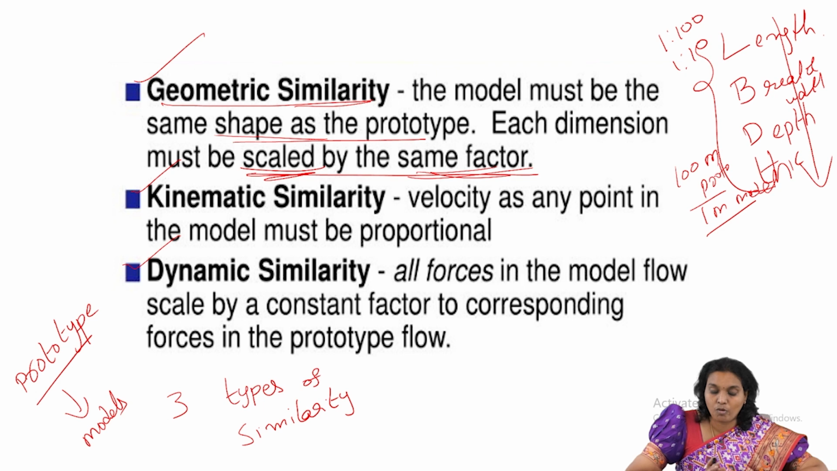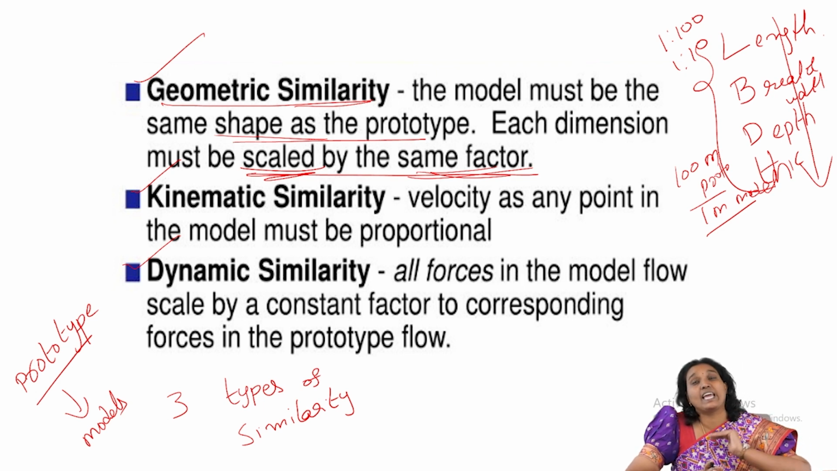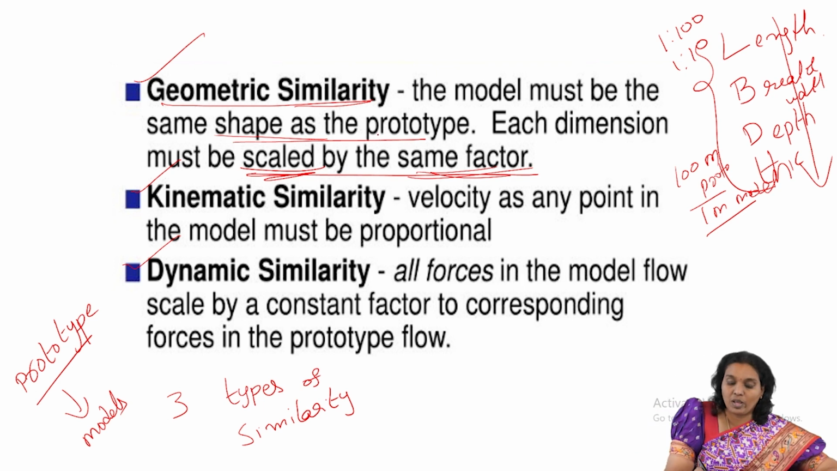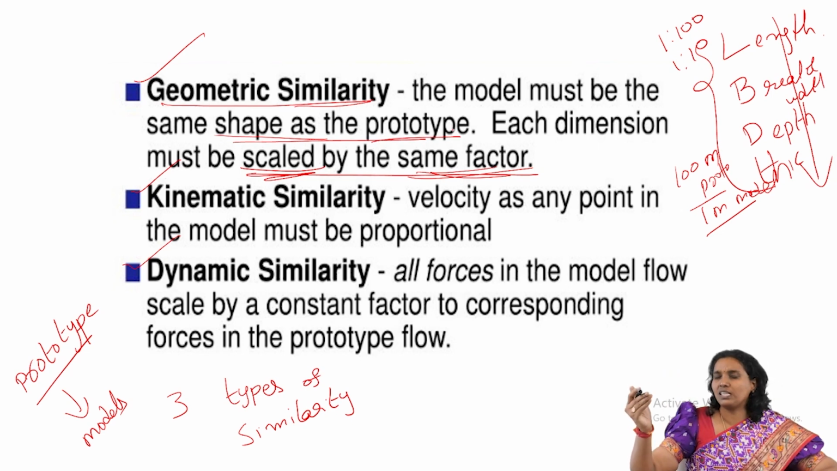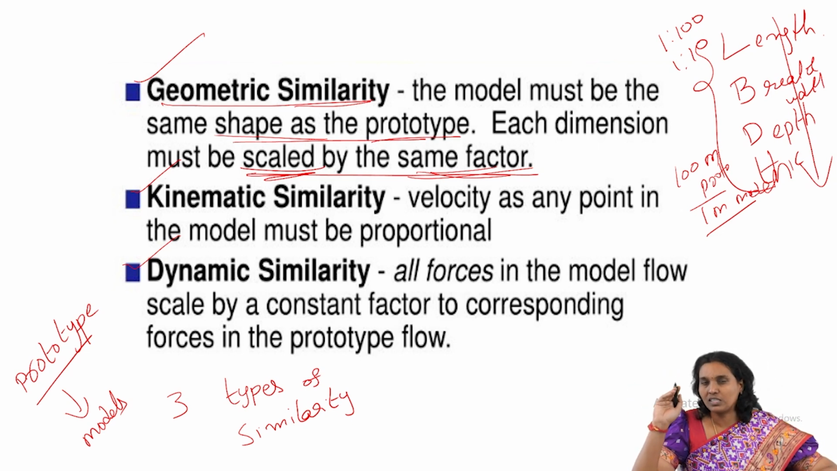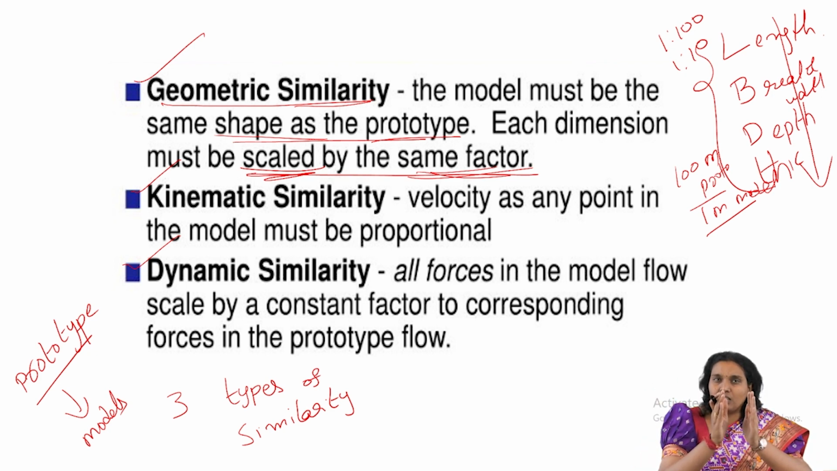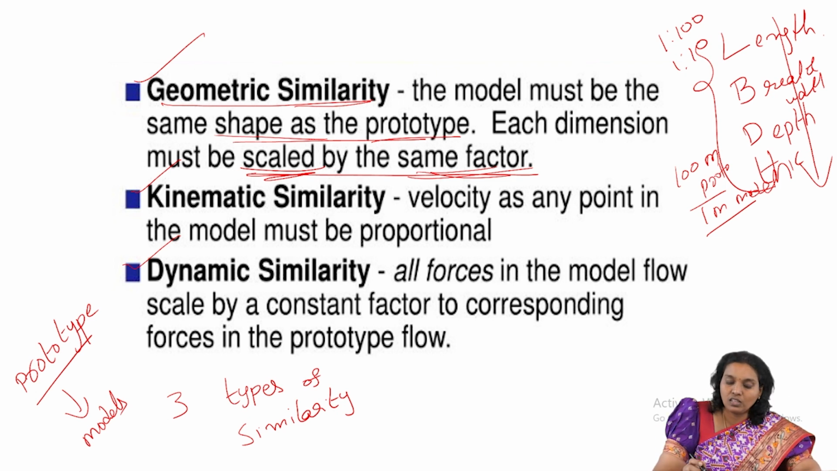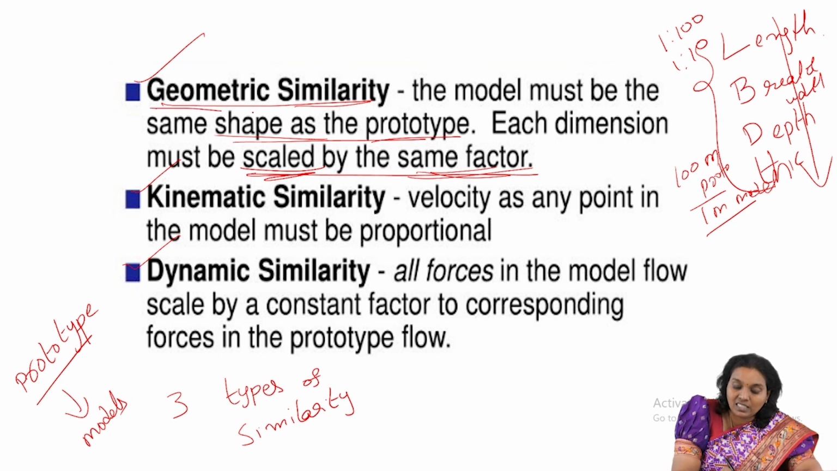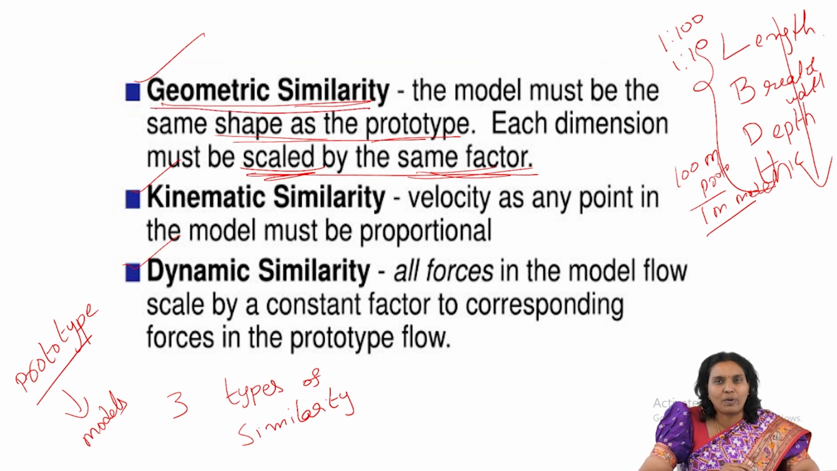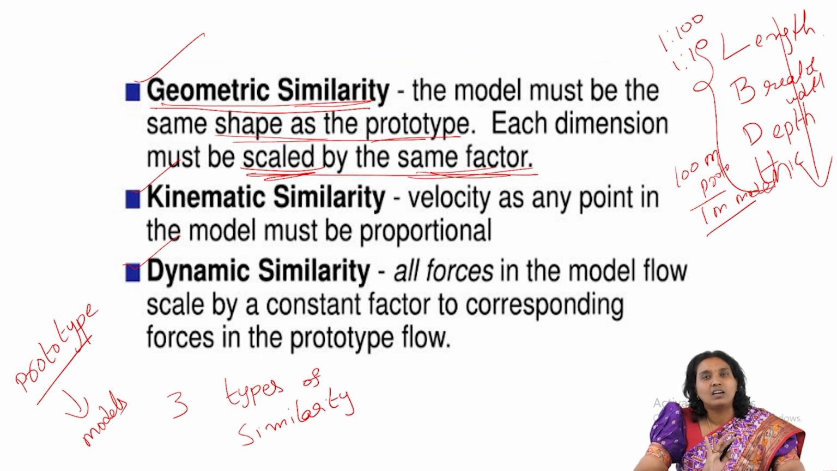The model must be the same shape as the prototype. The prototype is the original structure, for which we consider some scale ratio, and we prepare these models. Such types of similarities are known as geometric similarities, based on the dimensions: length, breadth, depth, like this.